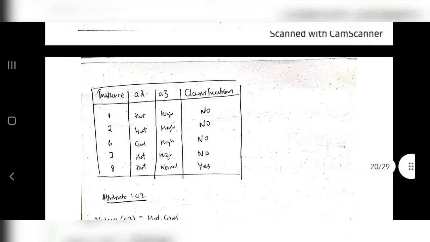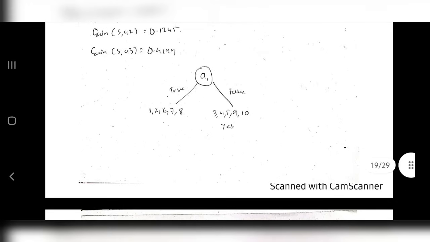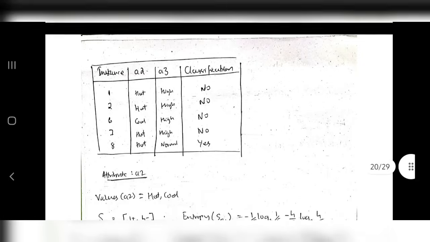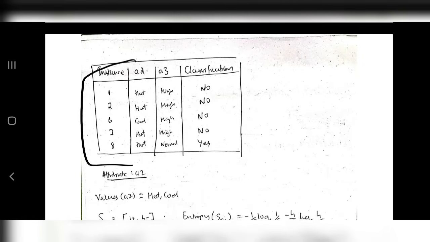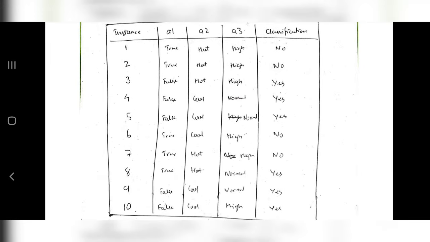Fine. So A1 is done. When A1 is done, I'm coming to the next level. In the next level, whatever attributes I have, those only I'll consider. A1 I'll remove. If I remove A1 and I consider just the true values, at that time what rows I have, these are all true values. For A1, wherever I had true, those rows are written here.